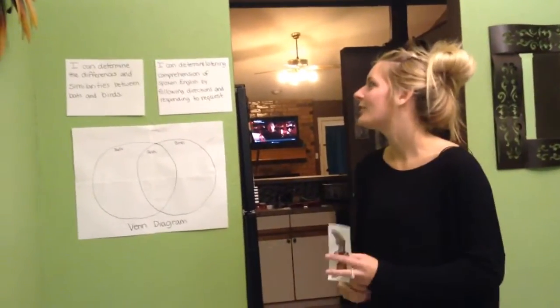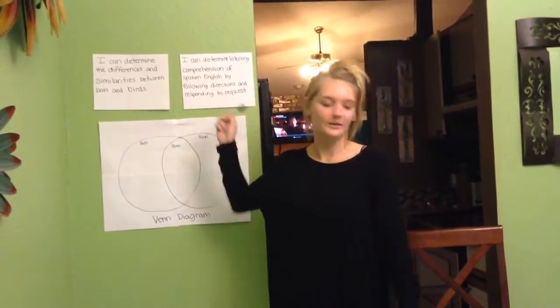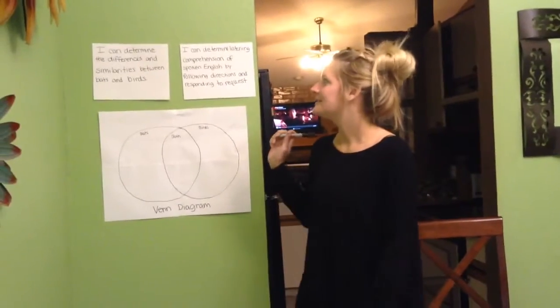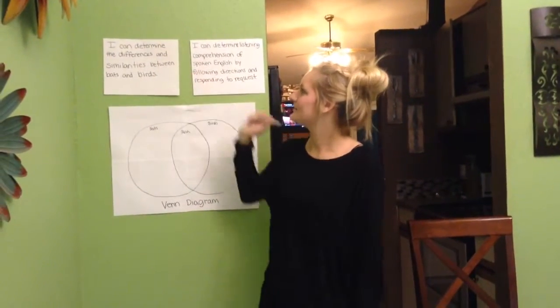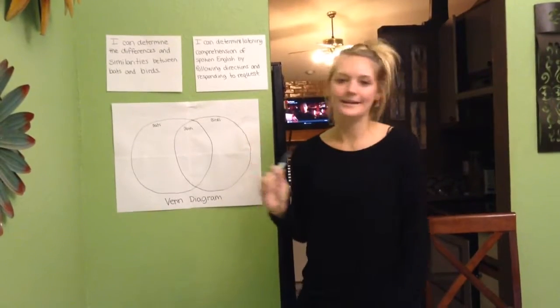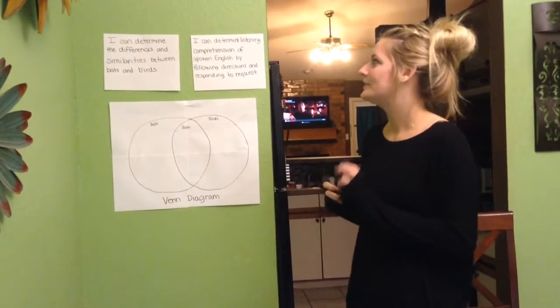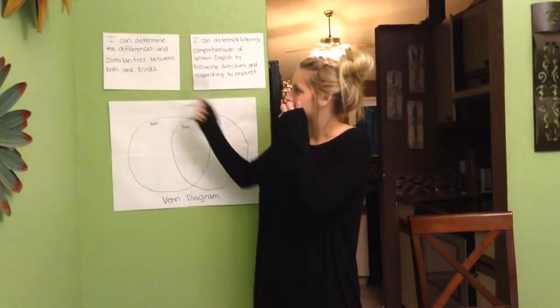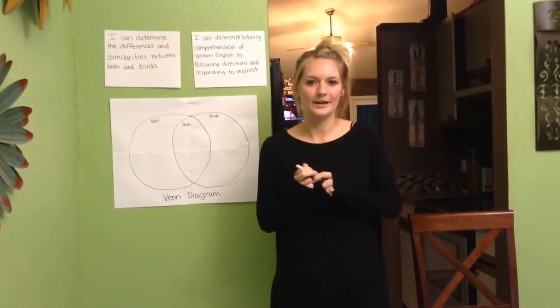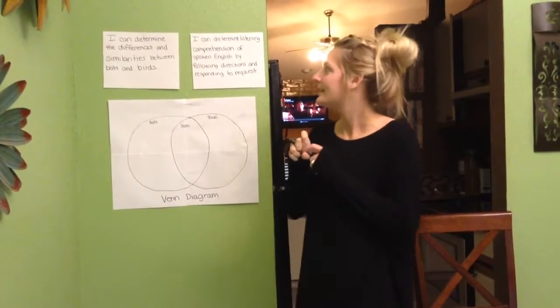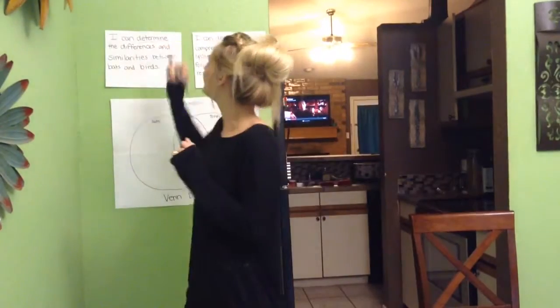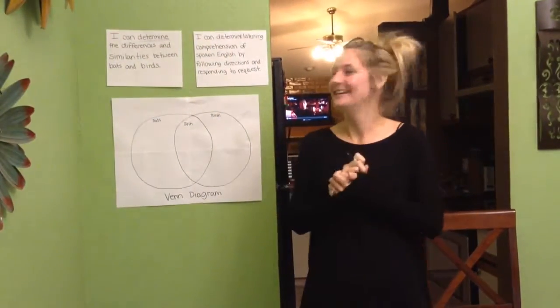Okay, so to start this lesson off, we're going to go over our content objectives and our language objectives. So our content objective says, I can determine the differences and similarities between bats and birds. So what do you think some key words are in this content objective to help us figure out what we're going to be doing? Yeah, we're going to determine, so we're going to be looking for stuff.